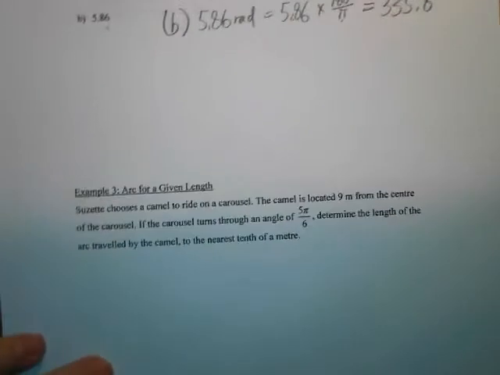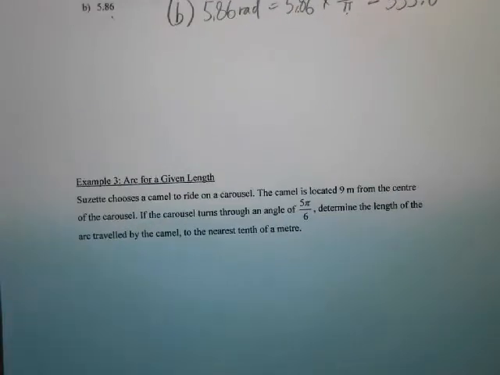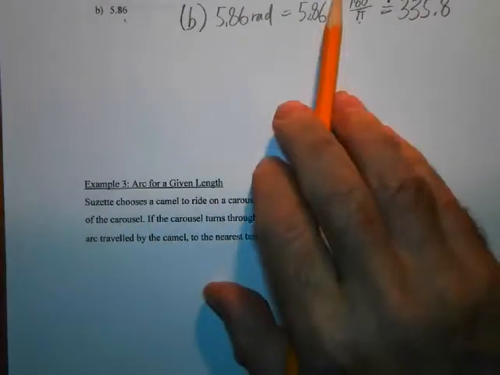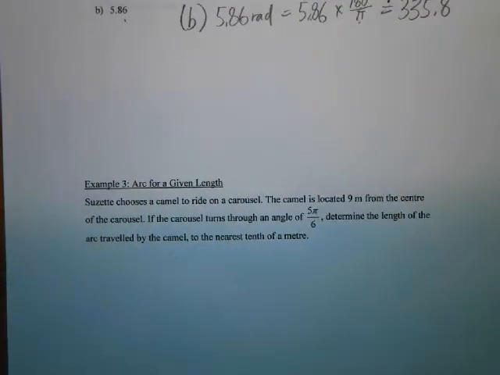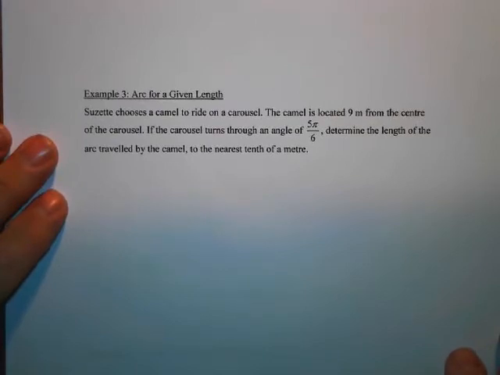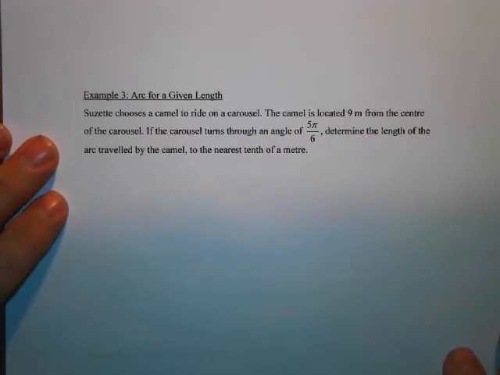Okay, so hopefully you can convert any angle from degrees to radians or vice versa using this very simple conversion ratio, 180 degrees over pi, or pi over 180 degrees. Okay, the next question. This is going to be using our arc length calculation.